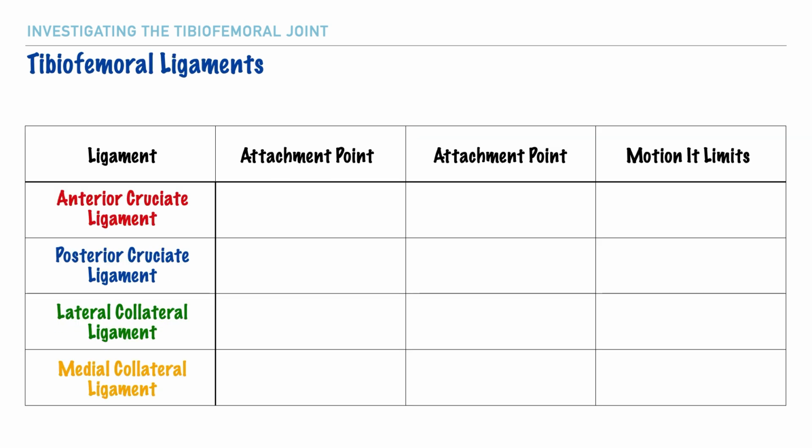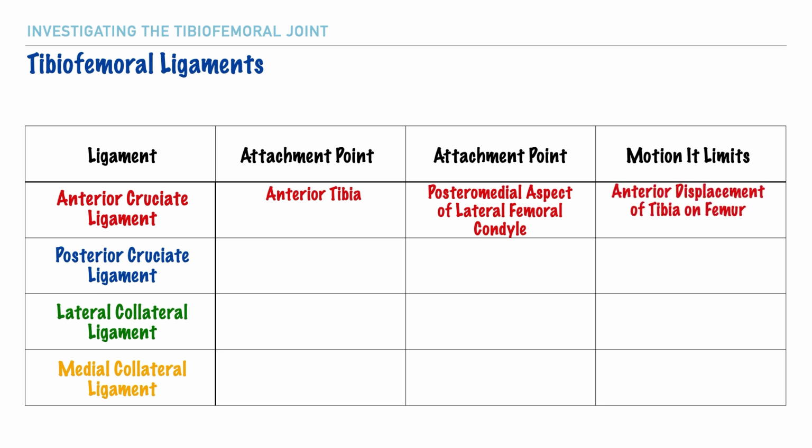Now that we're familiar with the location of the knee's primary ligaments, we can take a moment to identify the attachment points of these ligaments and introduce the motions these ligaments prevent. First, we have the anterior cruciate ligament, which begins on the anterior aspect of the tibial plateau, and it completes its attachment to the posteromedial aspect of the lateral femoral condyle. Its role is to prevent anterior or forward displacement of the tibia on the femur, and to also protect against hyperextension of the knee.